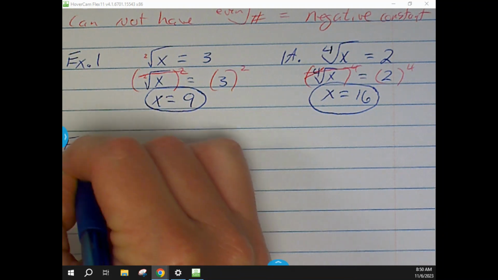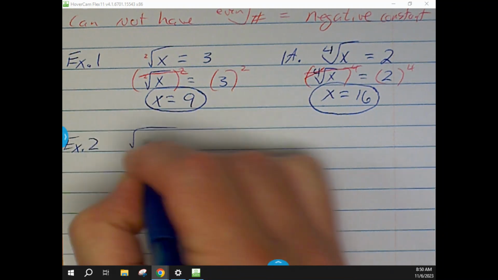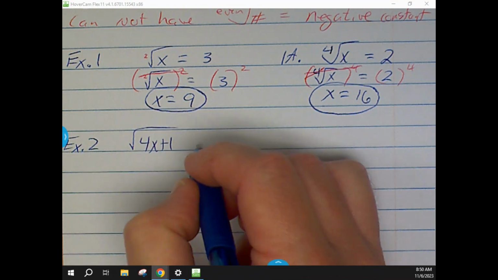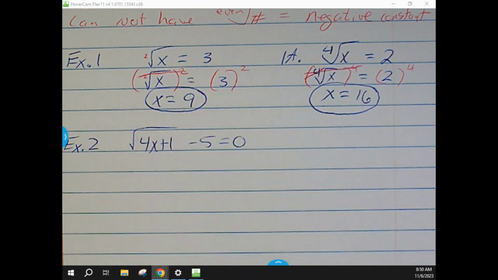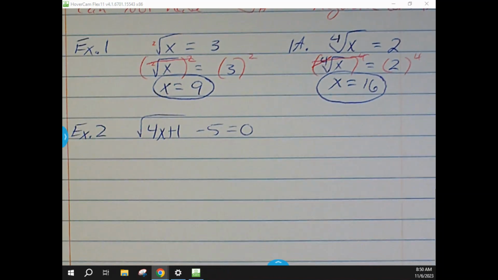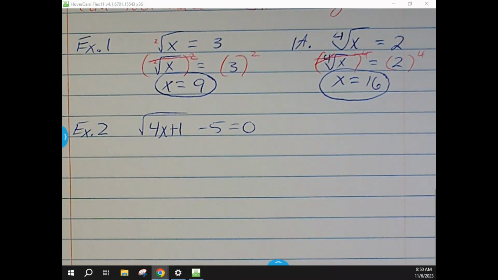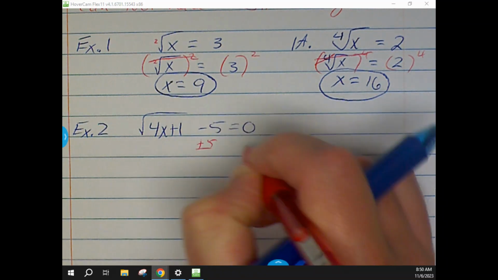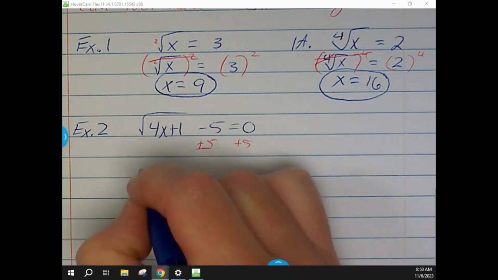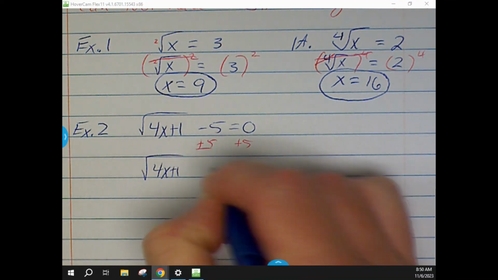Okay, and then they'll start to get a little bit longer, with a little more variety of different parts and pieces. All right, so let's go with square root of 4x plus 1 minus 5 equals 0. Very first thing is we've got to get rid of this negative 5, so we want the square root to be by itself. So we've got square root of 4x plus 1 equals 5.